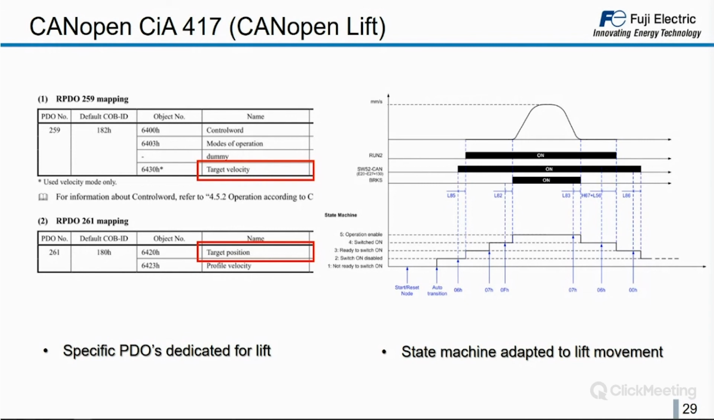So basically, as you can see here, we have specific PDOs dedicated for lifts. So we are not working anymore with PDO 1, PDO 2, or PDO 3, as you probably know from the LM1 and the CIA 402. But we have specific PDOs. Here you have some examples, the write PDO, in this case, a PDO sent from the controller to the inverter. So RPDO 259 or RPDO 261, where we send the control word, mode of operation, which means position mode or velocity mode, which is the target velocity, which is the target position.